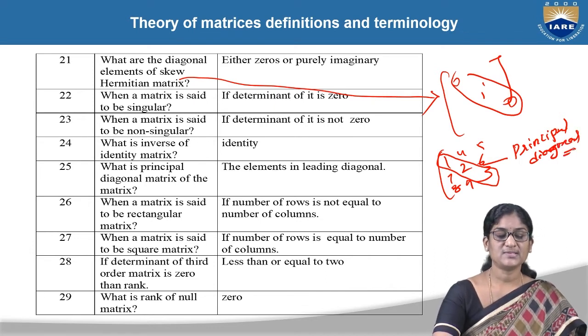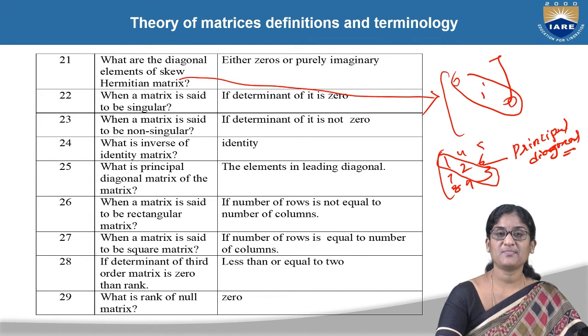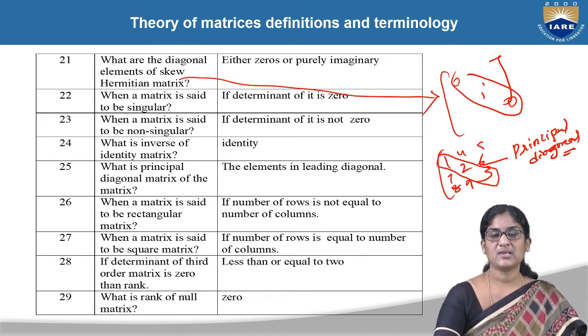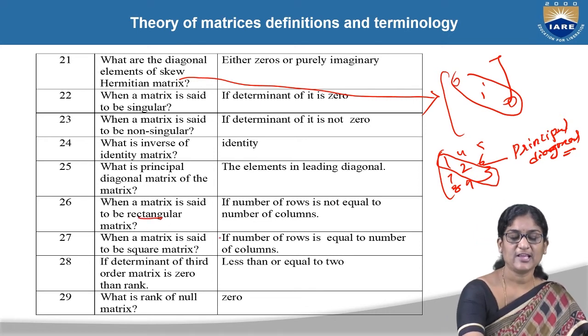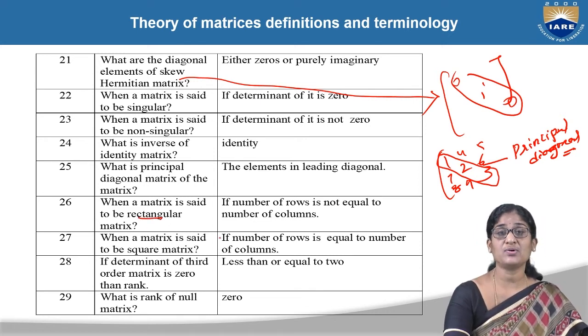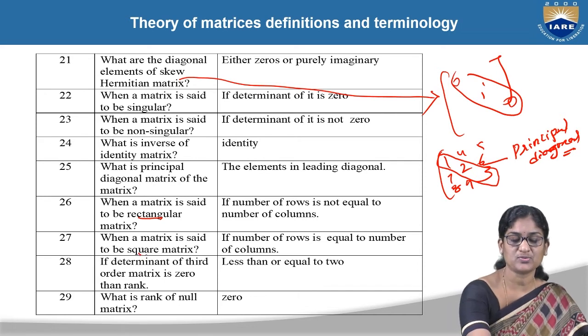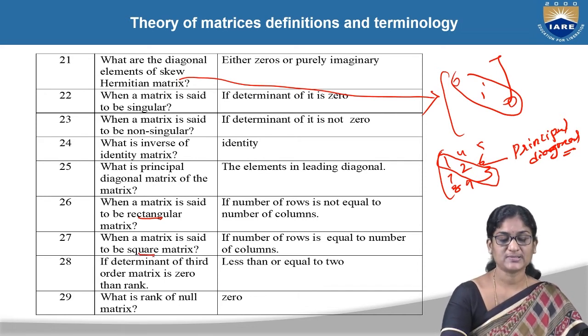Next, when is a matrix said to be a rectangular matrix? If the number of rows of a matrix is not equal to the number of columns, then that type of matrix is called a rectangular matrix. If the number of rows is equal to the number of columns, then the matrix is said to be a square matrix.